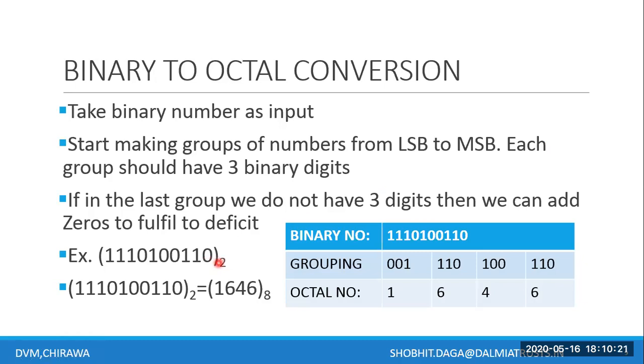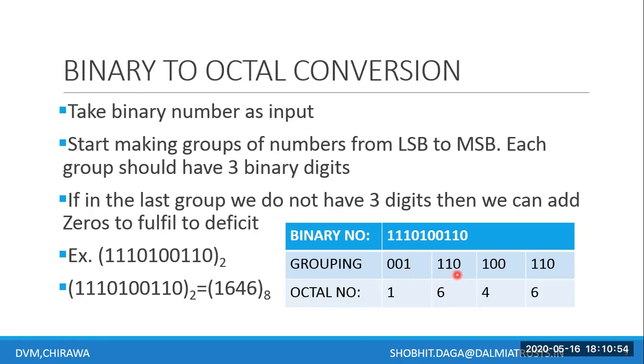When we start grouping, the first group is 110. The other group is 100. Next we have 110 in our group, and then we are left with just one 1. But over here it is not making a group of 3. So what should we do? We will just prepend 00 before the 1. So 2 zeros before the 1 will help us create another group of 3.